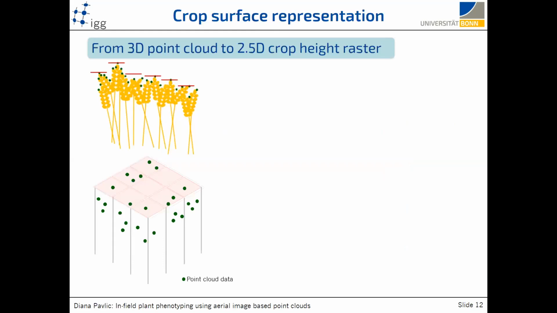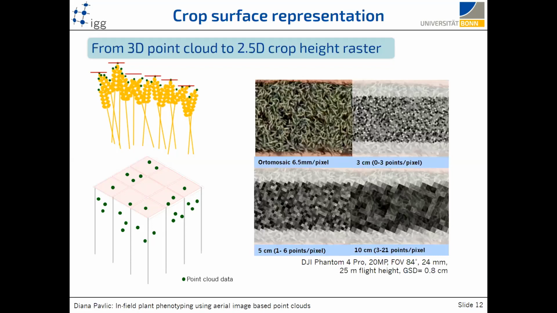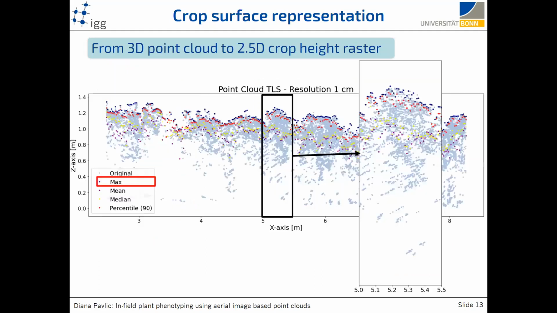How to represent the crop surface, how to go from something which is a 3D point cloud to some intermediate product, which can be a 2.5D crop height raster. There are also some open questions: what to do with empty cells, which point from the point cloud will represent the cell, how the data density influences the resolution of this raster, and in general, do we need to do it? Is a 3D point cloud enough, or should we use some intermediate product?